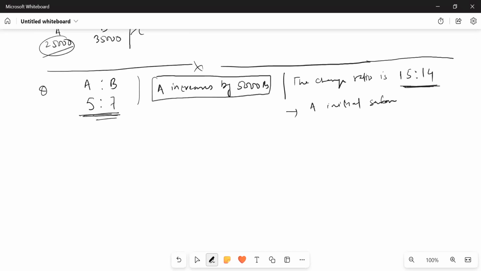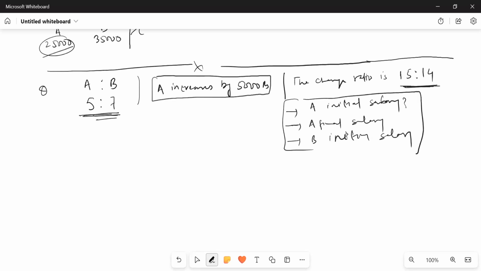Of course, when you are solving the question, you must know what exactly is being asked. Otherwise, you will solve the problem, but you will not put the right answer there. A's final salary or B's initial salary. The question setter can ask anything, but you have to solve just one thing: you need to find out the multiplier of this ratio. So how to do it?